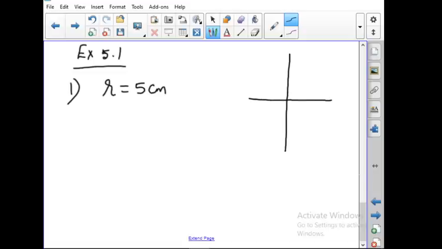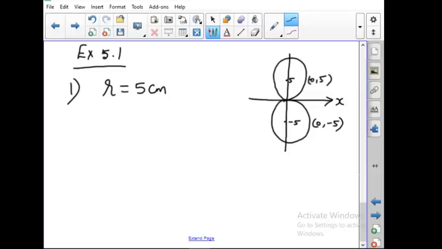So, how can you draw this circle? With radius 5 centimeter means we can take here 5 as well as here minus 5. Okay, so we can make a circle like this as well as like this. So this point will be 0, 5 and this point will be 0, minus 5. So, we can make two circles. One is with radius 5 and another one is with radius minus 5. So, whatever it is, the measurement is equal with radius 5 centimeter. So, the circle touches the x-axis at the origin.